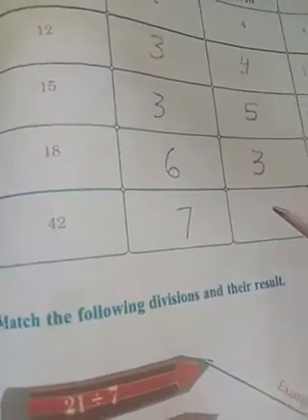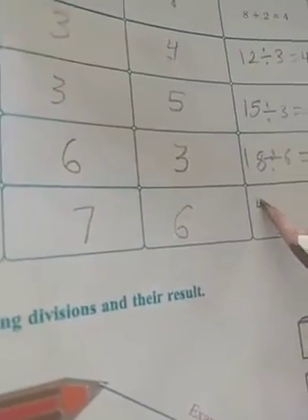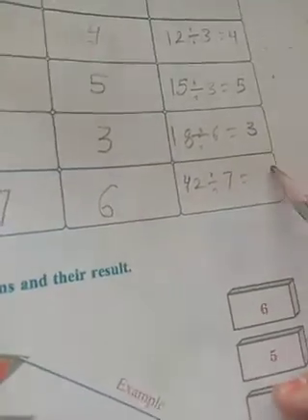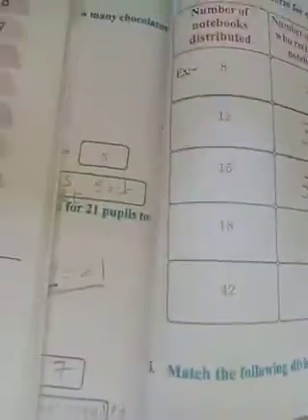In 7 people, if 6 books are given to each, it means 42 books are distributed. Here 42 divided by 7 equals 6. 42 by 7 equals 6.